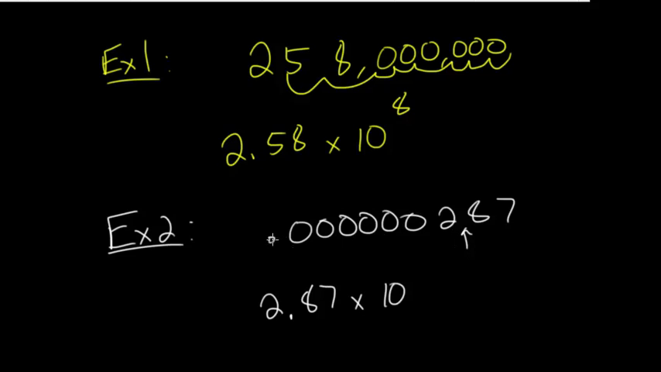So we just got to count how many times we move the decimal. So we got 1, 2, 3, 4, 5, 6, 7. So we move it 7 times. So this would be times 10 to the minus 7 power.